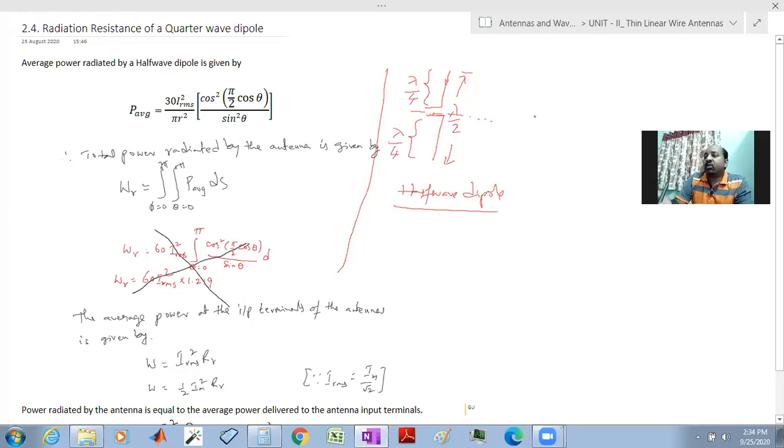Now, what is the quarter wave monopole? Quarter wave means lambda by 4. So this length is lambda by 4. That means it is half of the half wave dipole structure. If you bisect a half wave dipole, that is nothing but the quarter wave monopole.